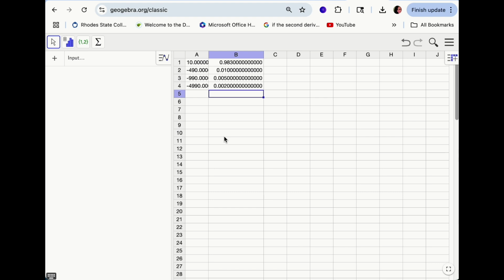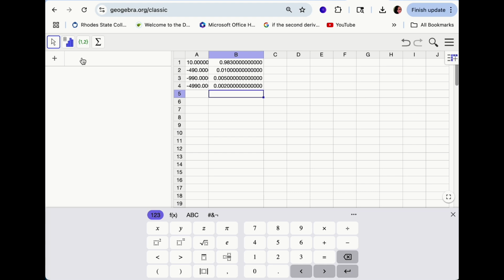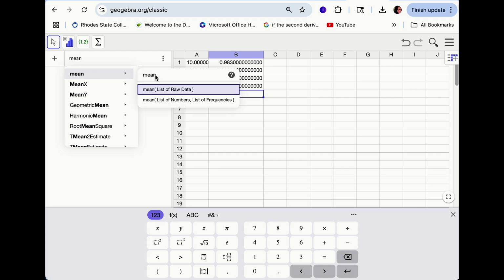Now, to find expected value, to check your answer, click on your command area and start typing in mean. Remember, expected value is a long-term average. So that's what we're finding. We're finding an average. We are going to use for expected value this second one down here where it says list of numbers and list of frequencies. The numbers are your X values and your frequencies are the probabilities.